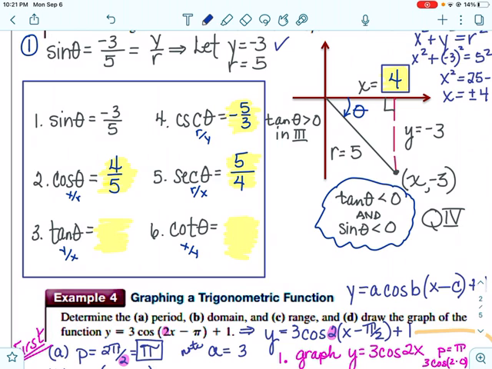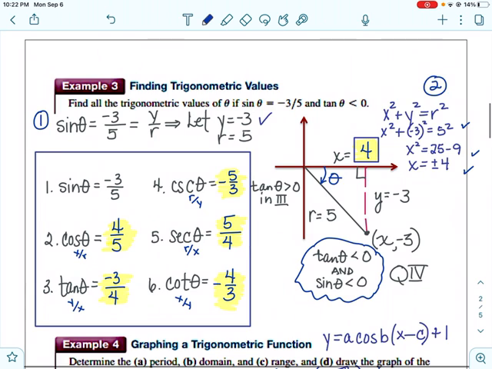So then the ratio is negative 3 over 4 for the tangent, opposite from the angle over adjacent. And then cotangent, of course, is the reciprocal, negative 4/3. Okay, so that finishes example 3.